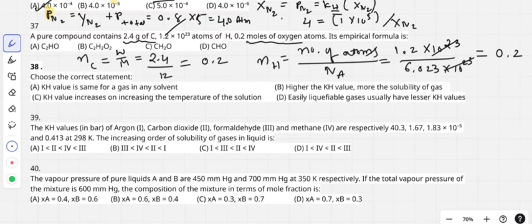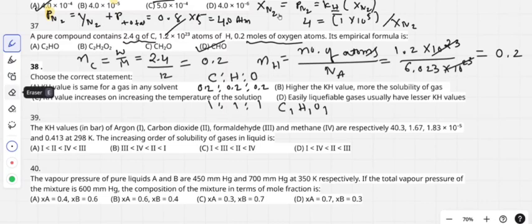So the ratio of number of carbon to hydrogen to oxygen is 0.2 is to 0.2 is to 0.2, that is 1 is to 1 is to 1. So the answer is C1H1O1. So the correct option is D. The empirical formula is CHO. Okay, next I move to question number 38.